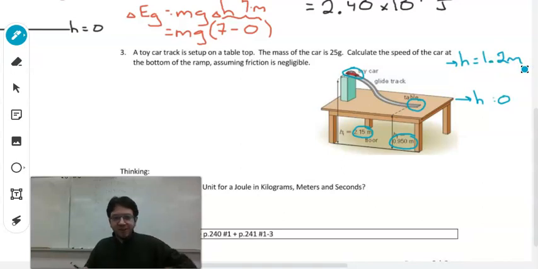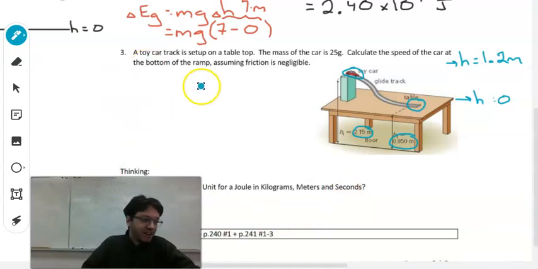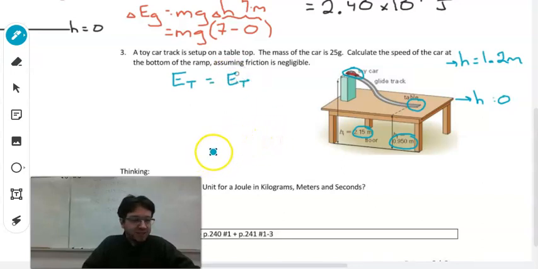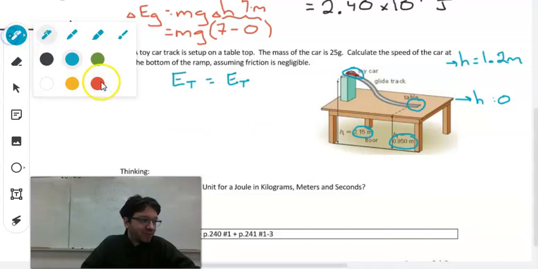Alright, so how are we going to figure out its speed at the bottom? We have to apply conservation of energy. Conservation of energy just looks like this: total energy is constant. So I can write total energy equals total energy. But that seems like a useless equation, one thing equals another. What we have to do is label different points.